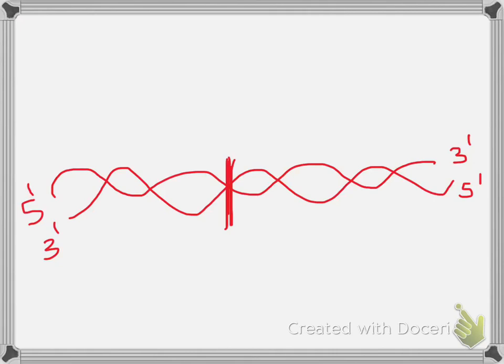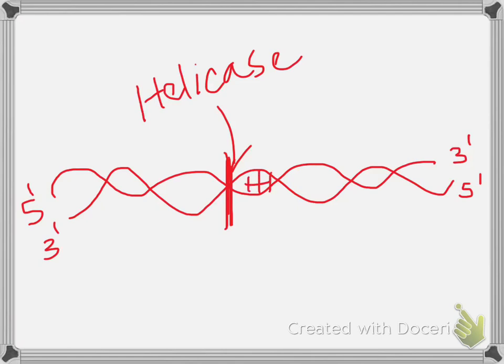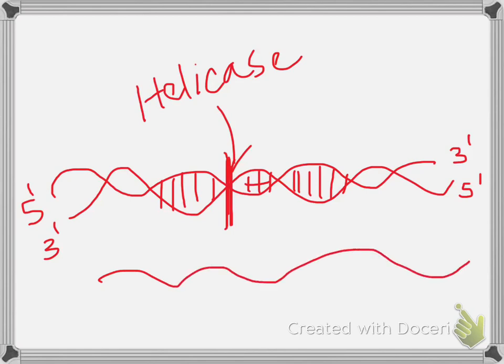Here first the helicase enzyme binds to this origin, and when the helicase binds to the origin of replication, it breaks down the hydrogen bonds between the bases in these strands. The hydrogen bonds are broken down by the helicase, so the DNA becomes unwound at this position.